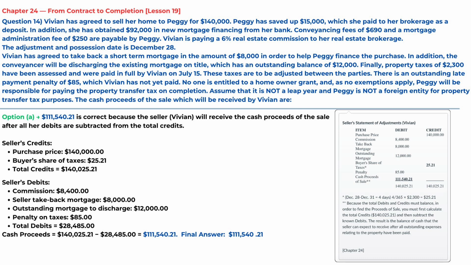$140,025.21. Seller's debits, commission, $8,400. Seller take-back mortgage, $8,000. Outstanding mortgage to discharge, $12,000. Penalty on taxes, $85. Total debits equals $28,485. Cash proceeds equals $140,025.21 minus $28,485 equals $111,540.21. So option A is correct.